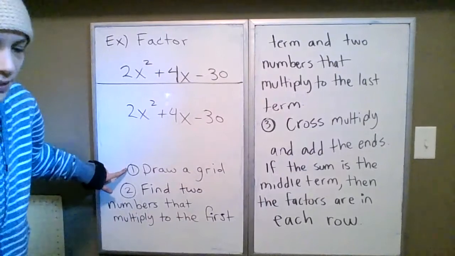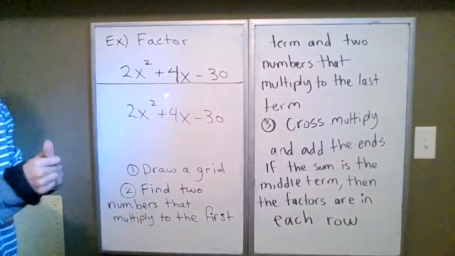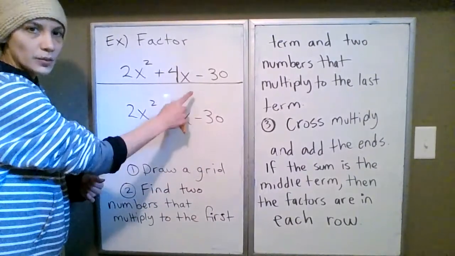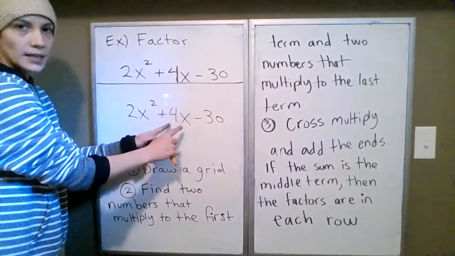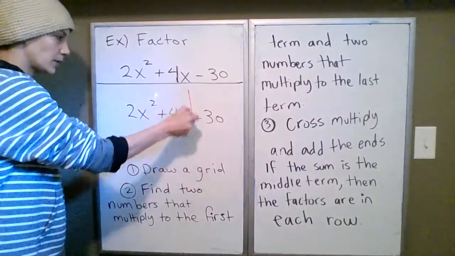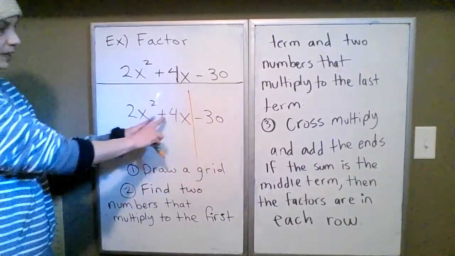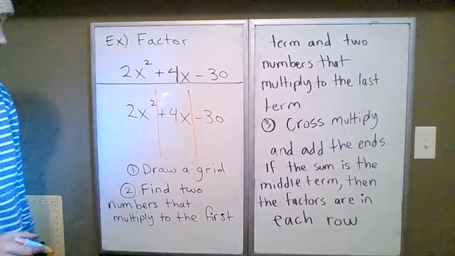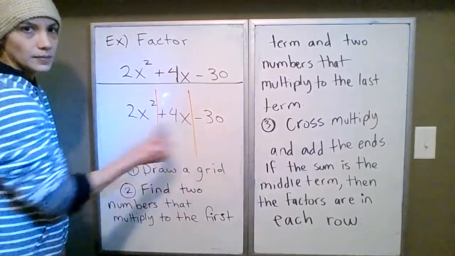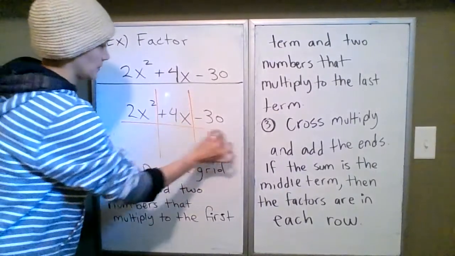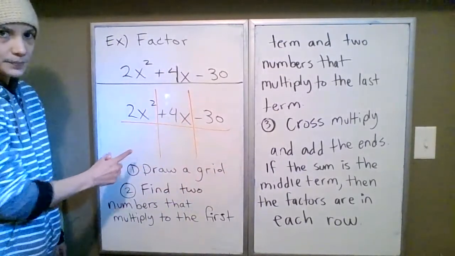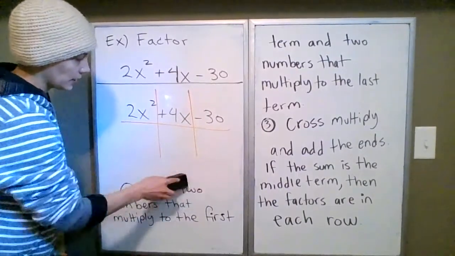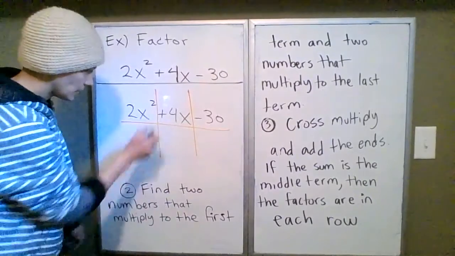So what you want to do is keep the signs with their corresponding number, like this negative sign is on 30. So you want to split this up as 4x and negative 30. So I draw a line through here. And then also keep that plus sign with the 4x. We're going to draw a line through there. Then we're just going to underline this whole thing. That's my grid. Maybe a little bit longer on this side here.